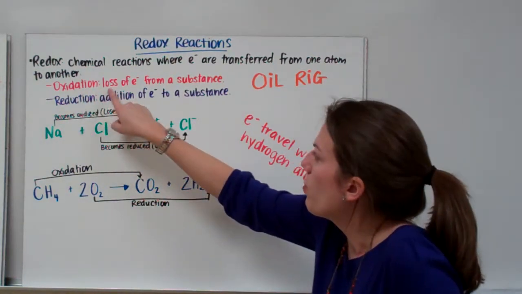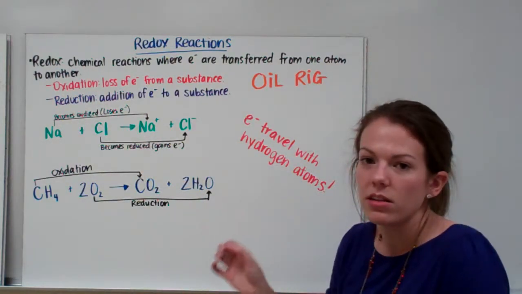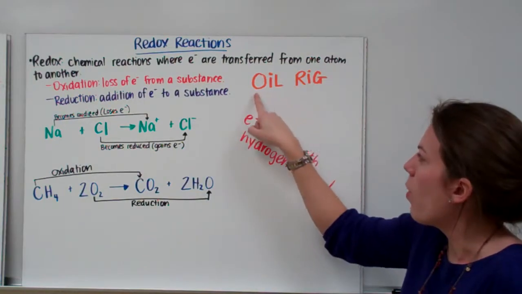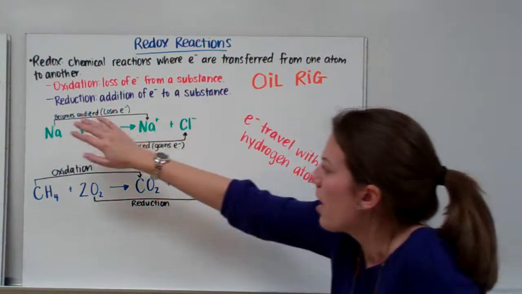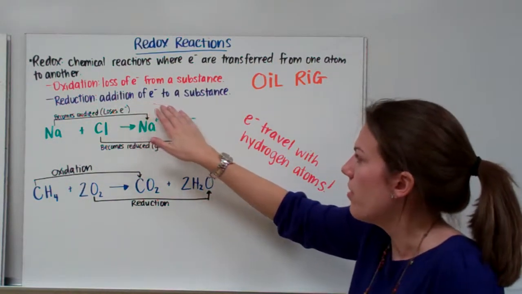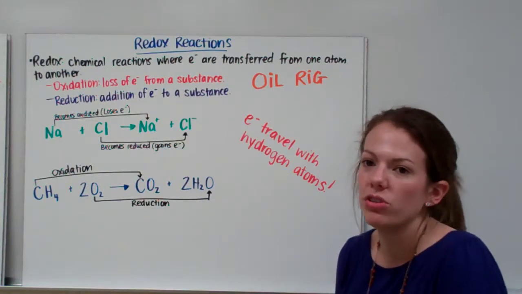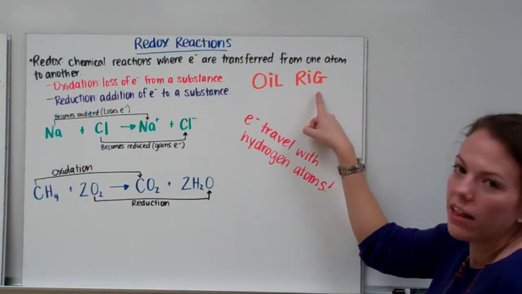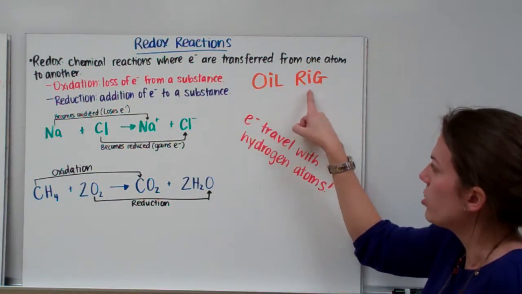When we are losing electrons from a substance, we call that oxidation. So if an atom is losing electrons, it's been oxidized, and you can remember that by OIL: Oxidation Is Losing electrons. Reduction is the addition of electrons to a substance. So if an atom is gaining electrons, it's been reduced, and we can remember that by RIG: Reduction Is Gaining electrons. So remember OIL RIG: oxidation is losing, reduction is gaining.